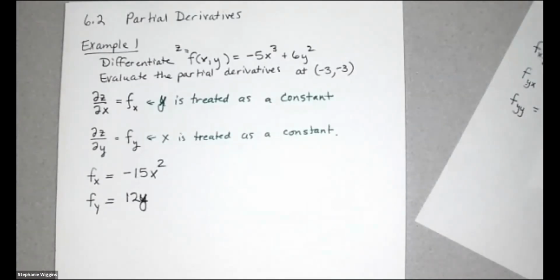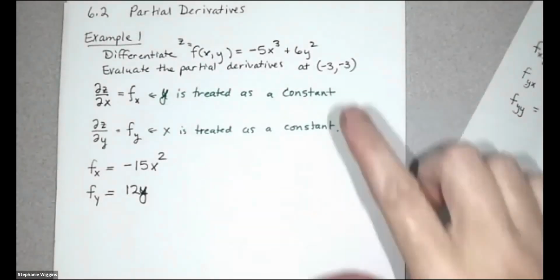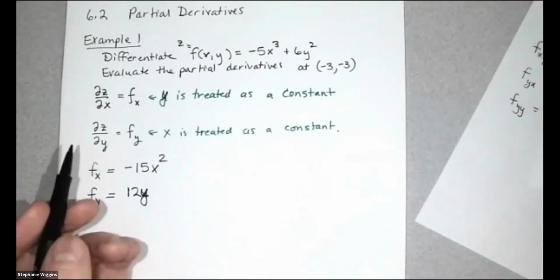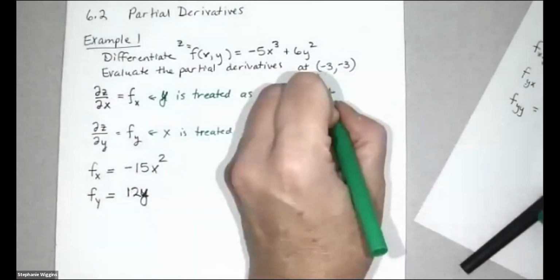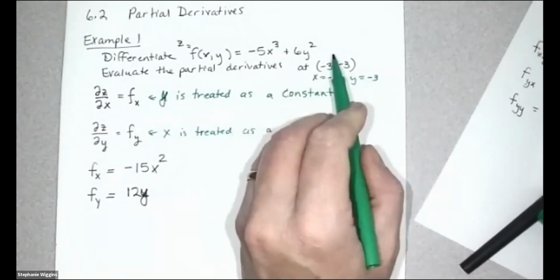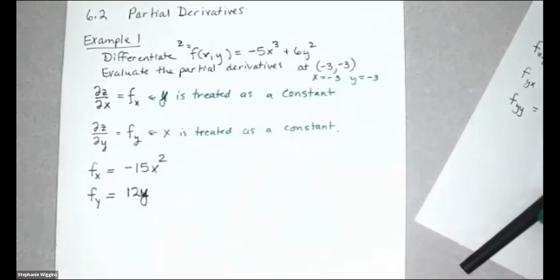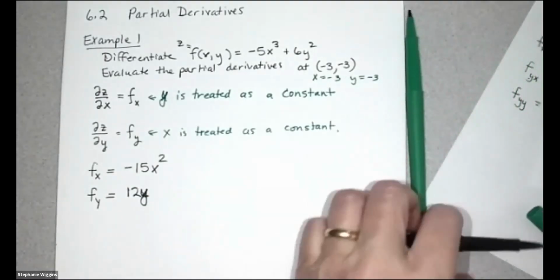And let me do another example. Oh, I forgot to evaluate at -3, -3. So to do that, we just take here, x is -3, y is also -3, and I just plug those in.